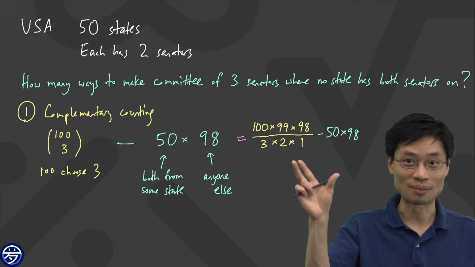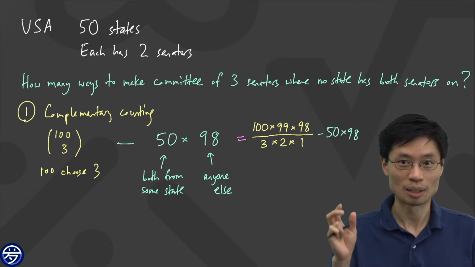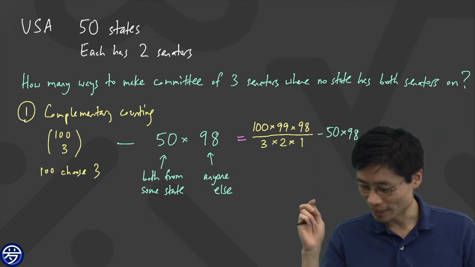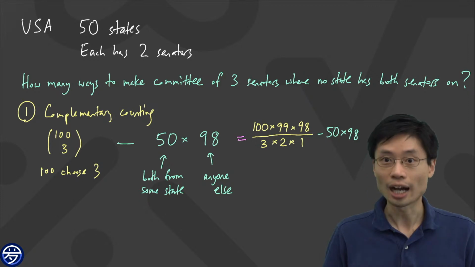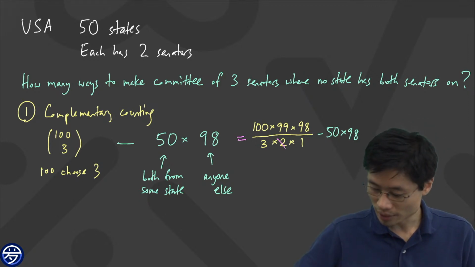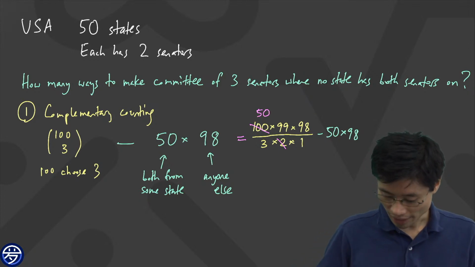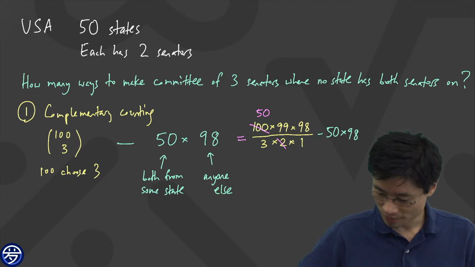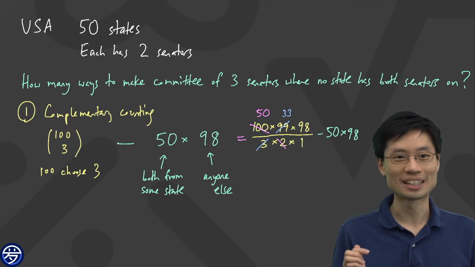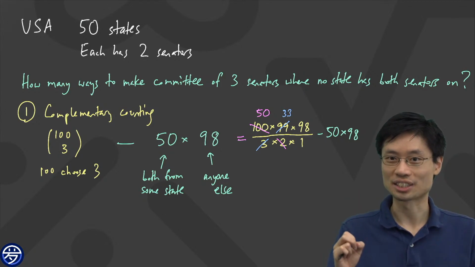Let's continue with this. I want an answer. The reason I want an answer is I claim there's another way to do the same problem. So let's see. How do I get an answer out of this? Well, I'll cancel some stuff, right? I'll say that the 2 cancels into the 100 to make a 50. And the 3 cancels into 99 to make a 33. Do you know why I did it this way? I did it this way so that I can do the minimal amount of calculation.